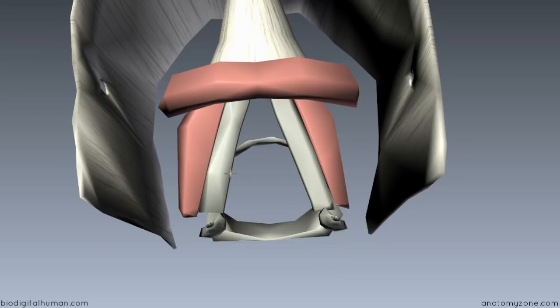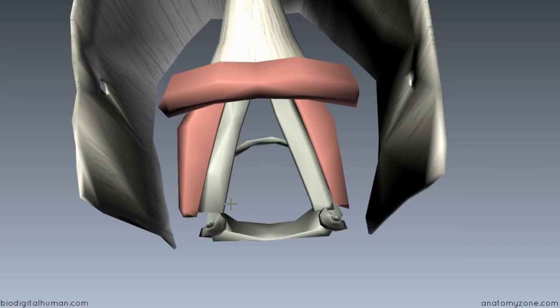So remember that the distance between the two vocal folds is called the rima glottidis. If you were to swivel the arytenoid cartilages around on their axis, laterally rotating them, this is going to produce an opening of the rima glottidis. So the posterior cricoarytenoid muscle opens the rima glottidis, and it's the only muscle that does this.